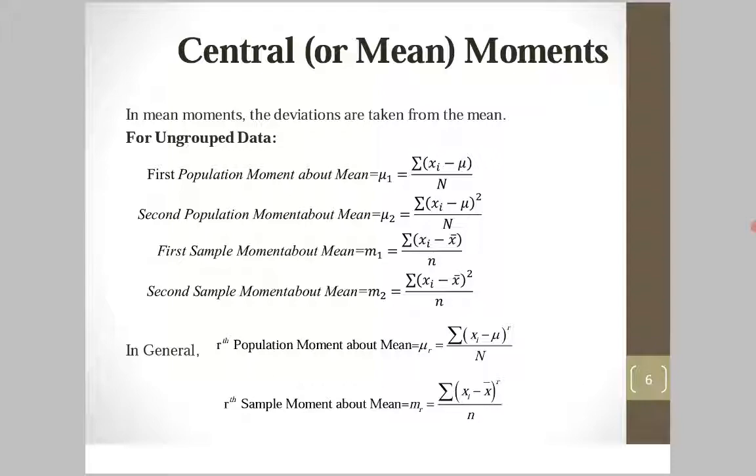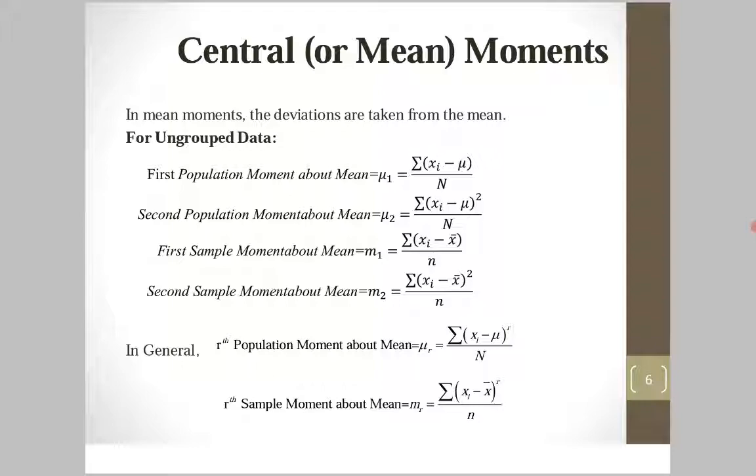So the first population moment regarding mean is mu1. It is generally represented with mu, because mu is used for mean. Mu1 is equal to sigma (xi minus mu) by capital N. So what is the formula? It is the sum of all the distances of data items from the central point, which is the mean, divided by the total number, that is the average.